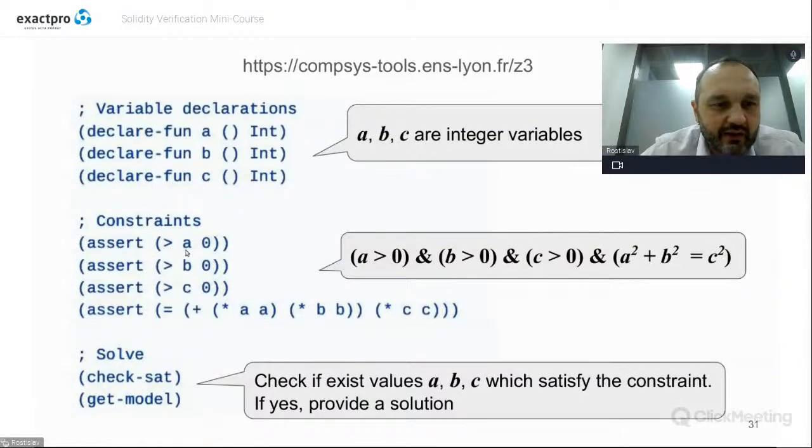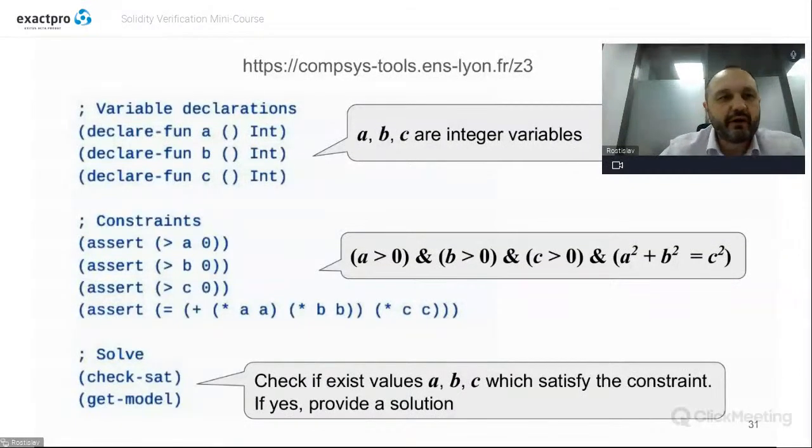So here you see A greater than 0, and B is greater than 0, and C is greater than 0, and A square plus B square equals C square. And so you define these constraints. All the arithmetic axioms are already defined in the basic library of the tree. So you don't need to formalize all this commutativity and other laws of addition and multiplication. Everything is already done.